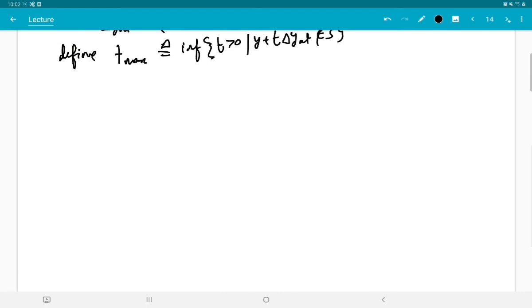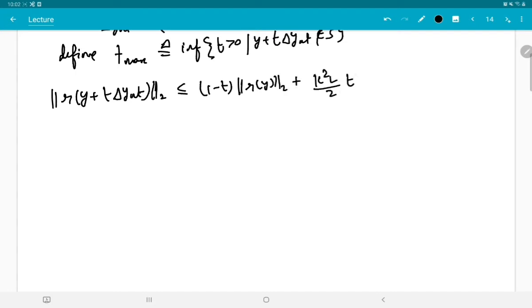Now the inequality that we wish to prove is this: the norm of r at y plus t delta y nt is less than or equal to 1 minus t times the norm of r y, plus K square L by 2 times t square times norm r y square, for t between 0 and the minimum of 1 and t max.